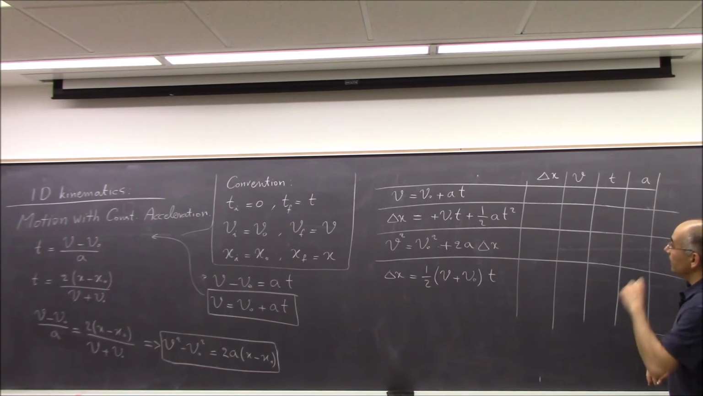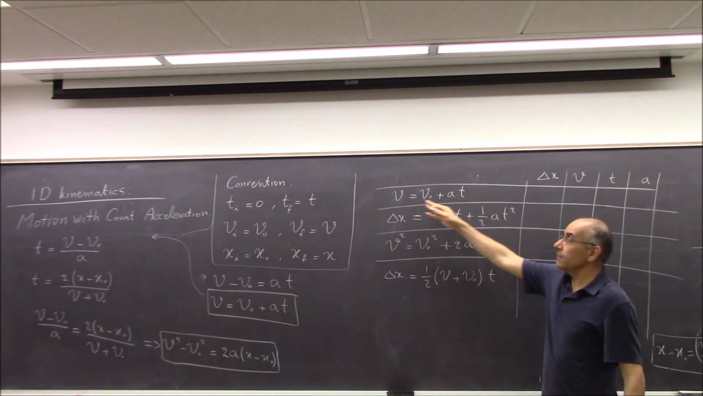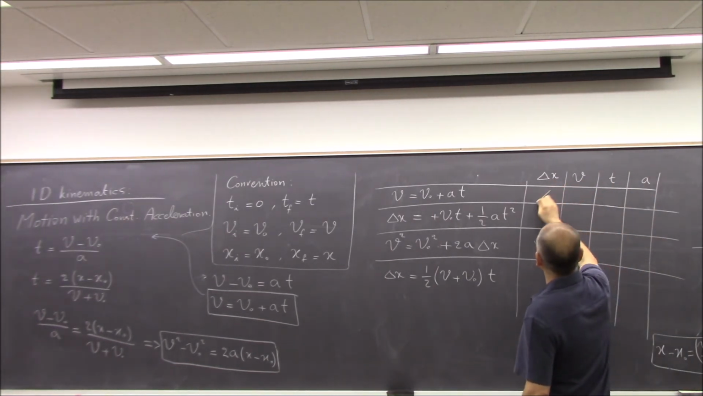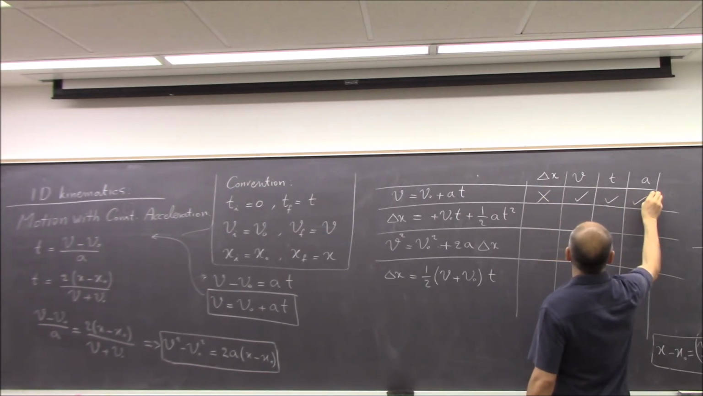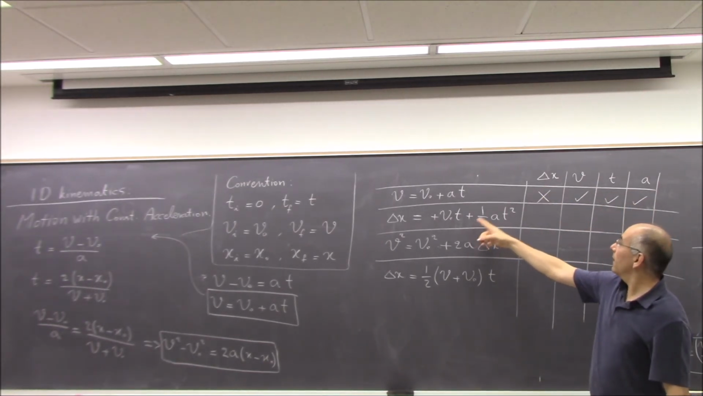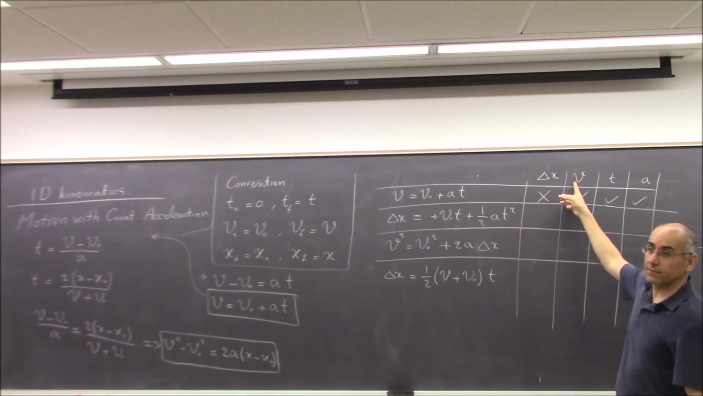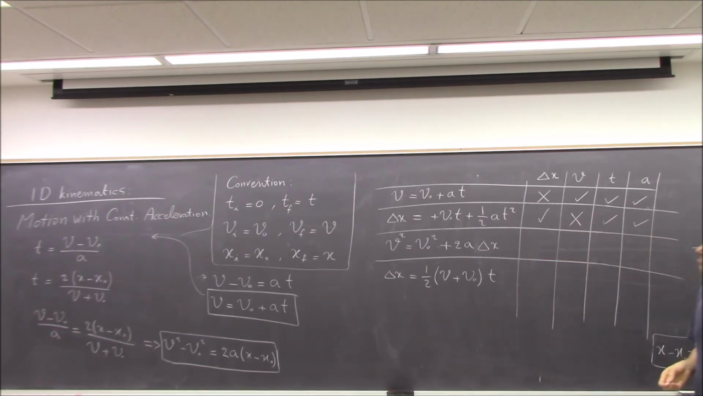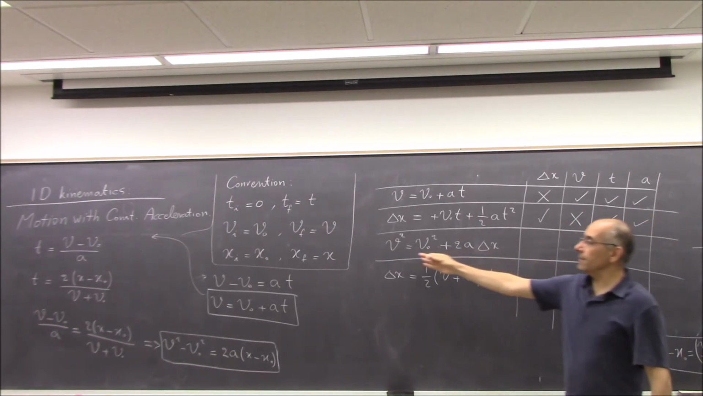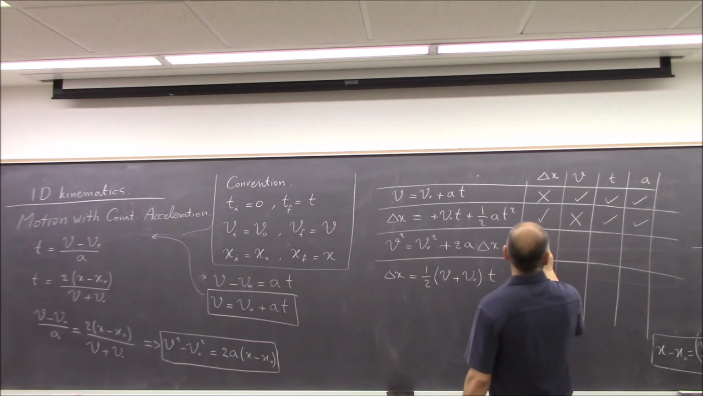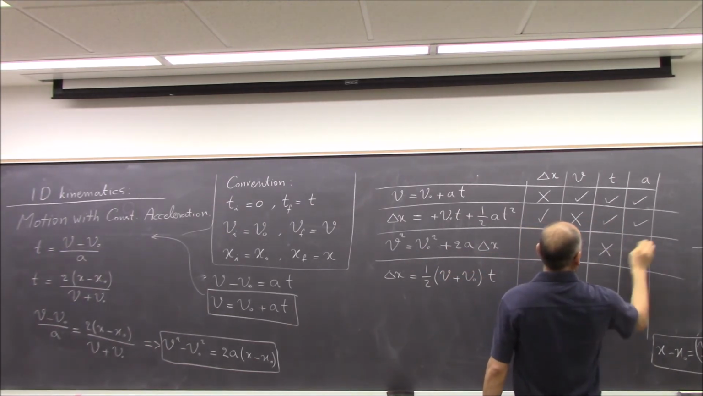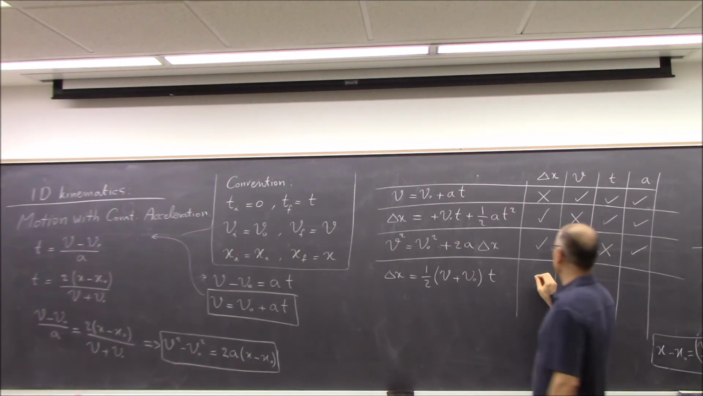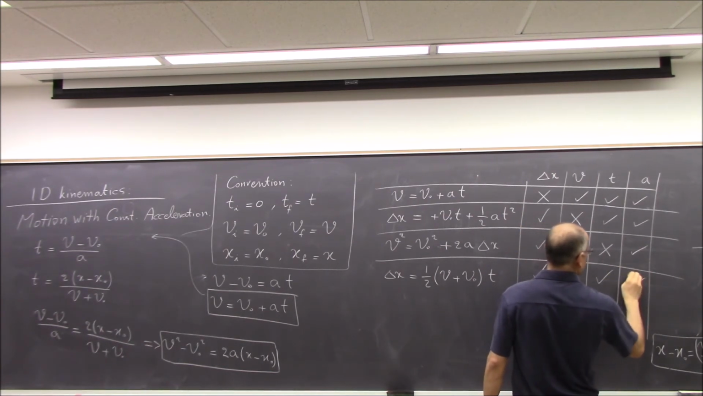And if you look at this, this has all these except delta x. So this doesn't have delta x, but it has this, and that. This equation has all of them except final velocity. So it has this, not this one, and this and that. This equation has everything except time. So it has this one and this one, not time, and this one. And the last equation has everything except acceleration.